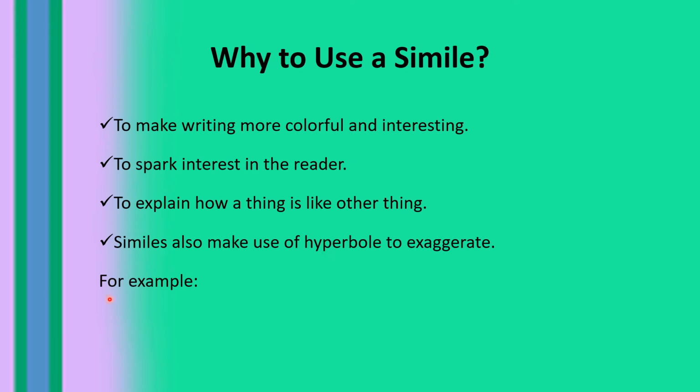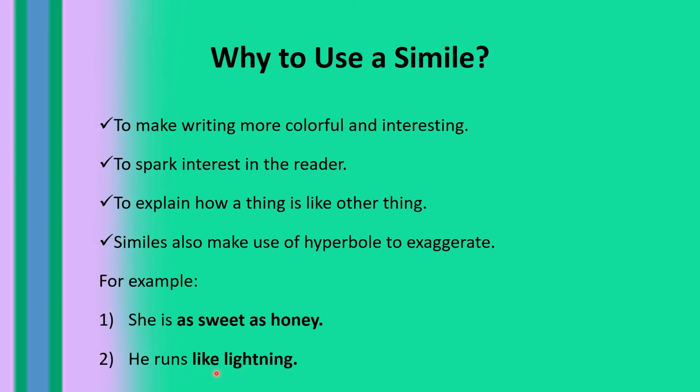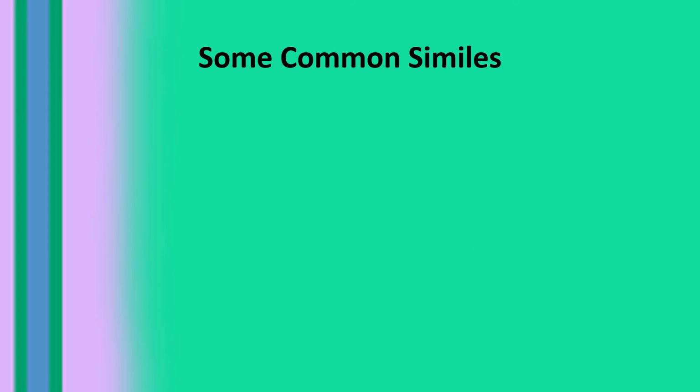For example, she is as sweet as honey. You can see that as sweet as honey here is the simile, and it is an exaggeration. The sweetness of the girl is compared to the sweetness of the honey. So it is a hyperbole and an exaggeration. He runs like lightning. The speed of running has been compared to the speed of the light. So it is also a hyperbole to exaggerate his speed.